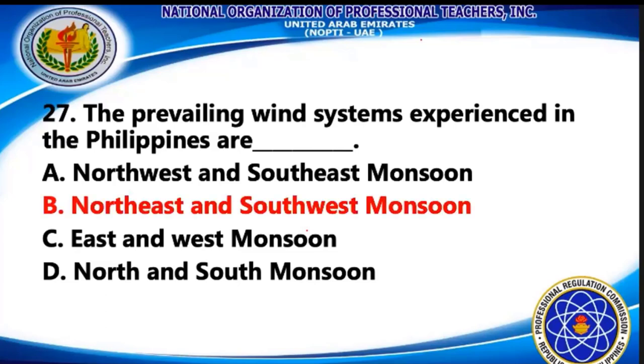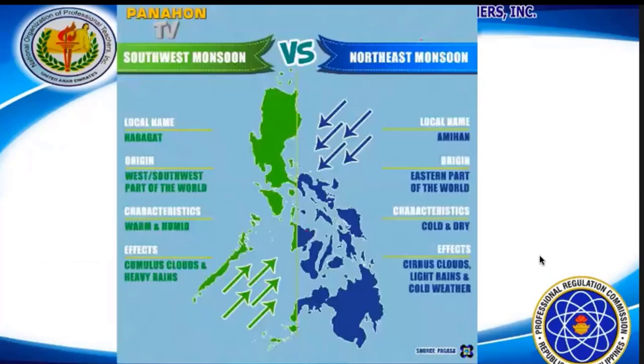Let's check. Letter B. The prevailing wind systems in the Philippines are, eto, si northeast monsoon or si hanging amihan. Ito, pag ganun siya, pababa. And then, si hanging habagat naman, southwest monsoon. Ito naman siya, pataas na ganyan. Kaya di ba pag weather forecast, tinuturo dyan na ito, pag ganun. Tapos, pababa, pag ganyan yung ikot ng wind. Movement of air or the wind system. Okay? So, northeast monsoon, siya si hanging amihan. Southwest monsoon, yung hanging habagat.